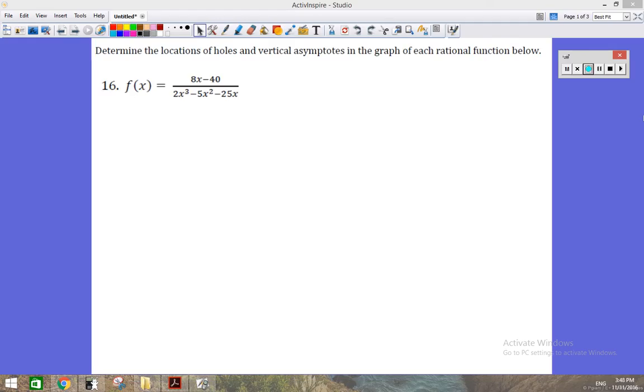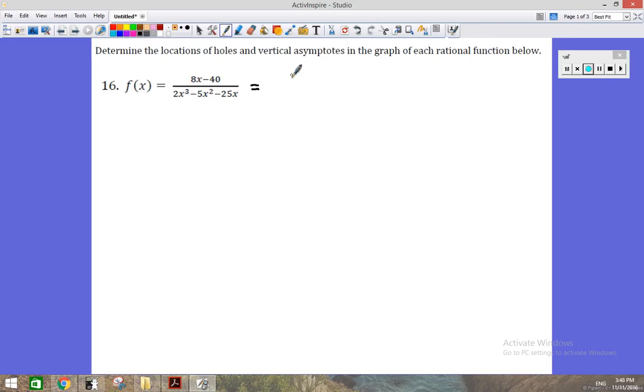We're doing these problems for our review of Scale 4, which is polynomial and rational functions. So here I have a rational function, a ratio of two polynomial functions. They want me to determine the location of any holes and also the equations for any vertical asymptotes if they exist. So I need to factor both my numerator and denominator.